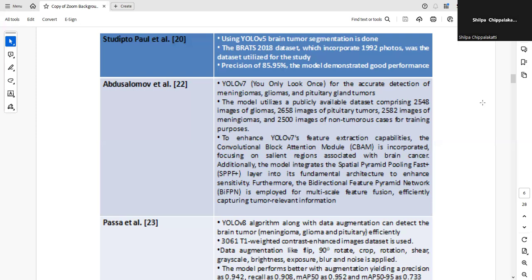The model performs better with the augmentation, yielding a precision of 0.942, recall of 0.908, mAP 50 of 0.952, and mAP 50-95 of 0.733.